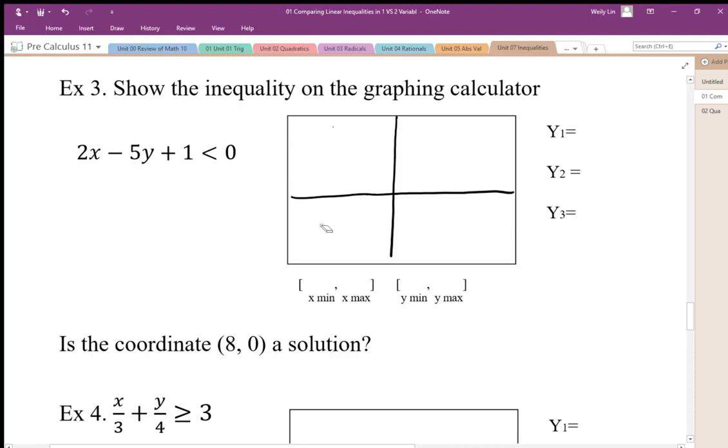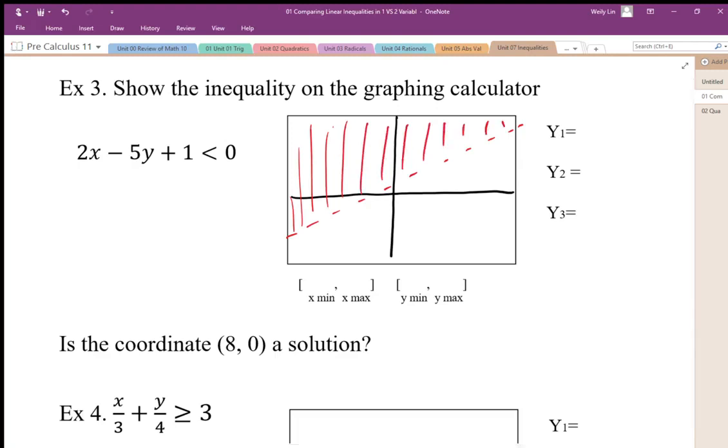Oops, it's not equal to, so I need to show it as a dotted line. And then I'm shading in this portion of the graph. That means that all the points in that red region must satisfy the inequality. So this point 0, 0 is our test point because 0, 0 is a really easy coordinate to test.